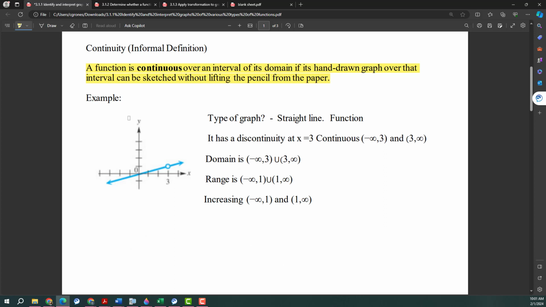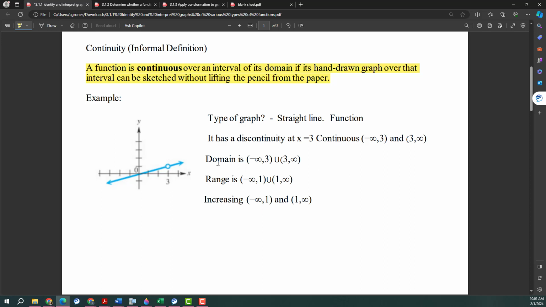So in this example, we have a line drawn on our graph and it has a circle that is open. So what that means is that this line is continuous besides this one point. So that means that it is not continuous. Where x equals 3, there is no line.